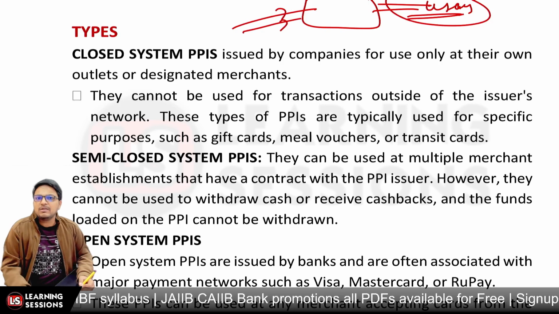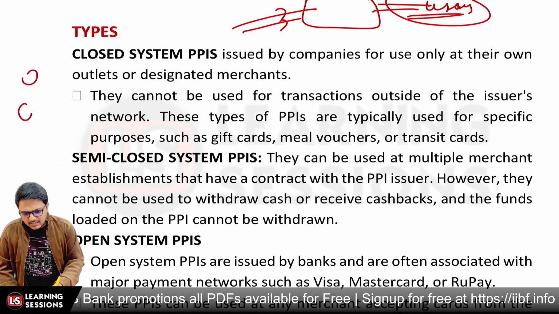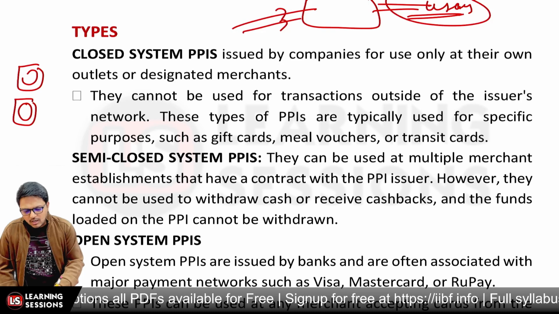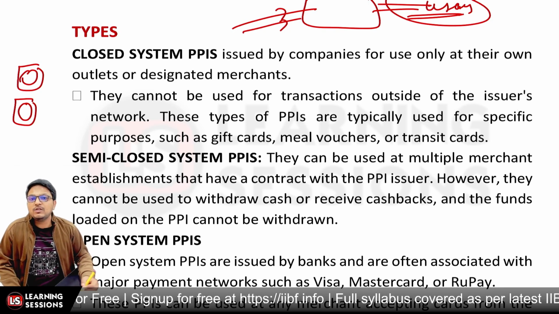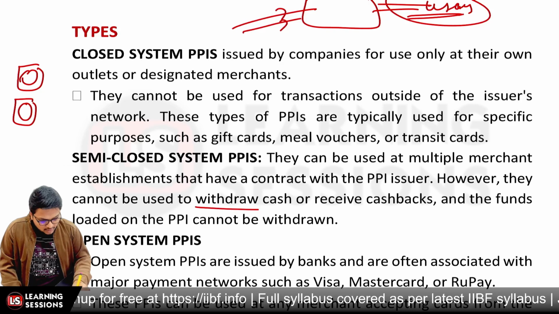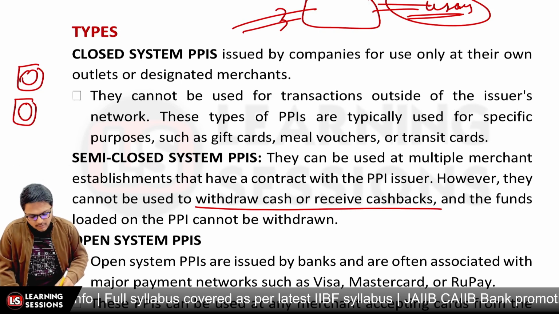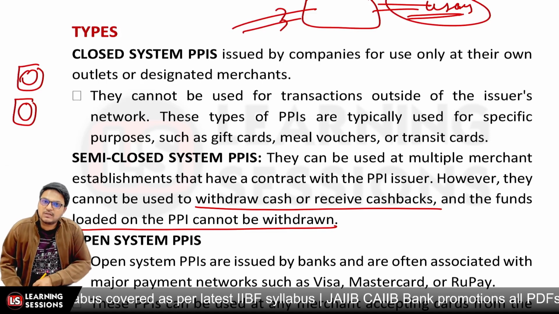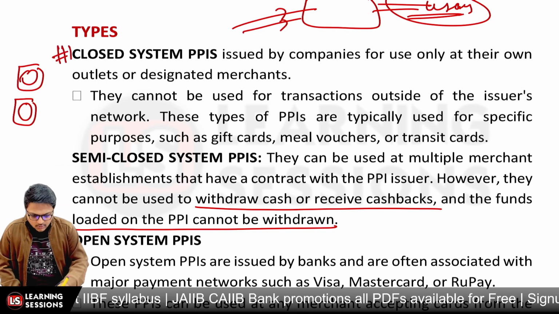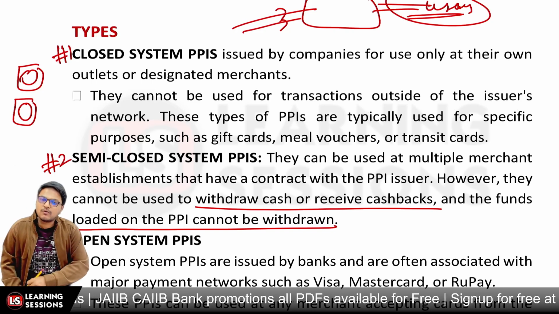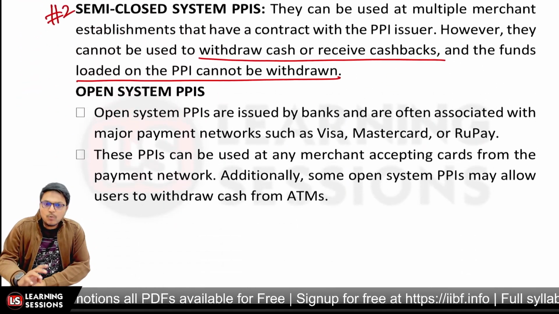Other than that, we have the semi-closed PPI. Semi-closed PPI means that the same card can be utilized at different merchants, not all merchants, but different merchants. But this card also cannot be used for cash withdrawal or for receiving cashbacks. Further, funds loaded on the PPI cannot be withdrawn. So closed PPI systems and semi-closed PPI systems do not allow cash withdrawals.